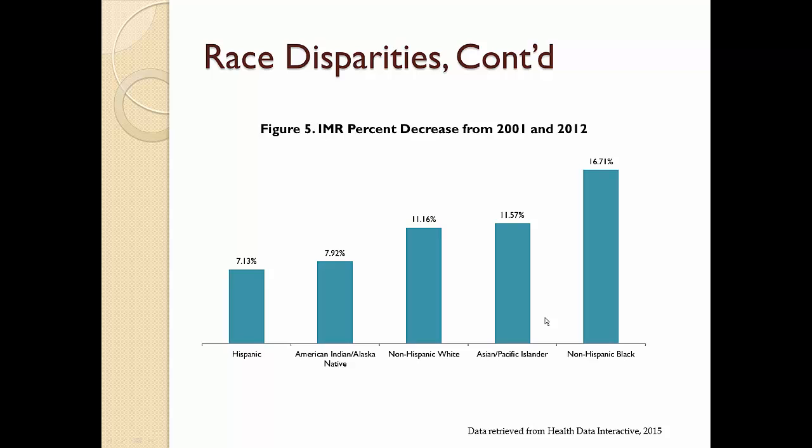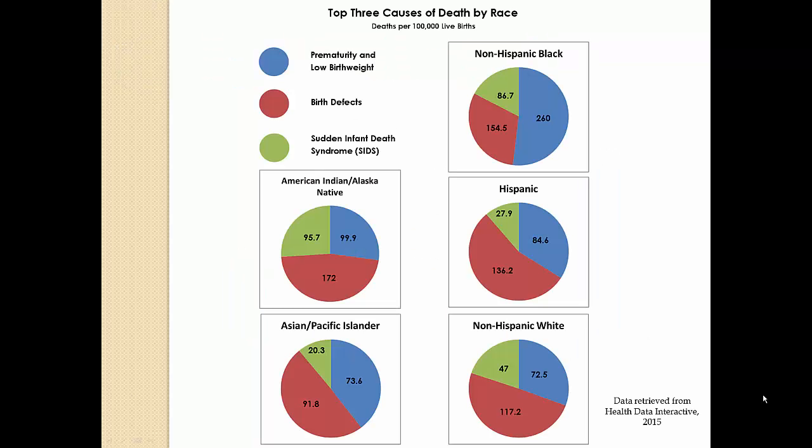Even so, most experts agree that race disparity will only grow with time. There's just too many socioeconomic inequalities of the races, and they don't appear to be declining at a significant enough rate to make a difference. These pie graphs show the top 3 causes of death by race for the years 2010 to 2012.